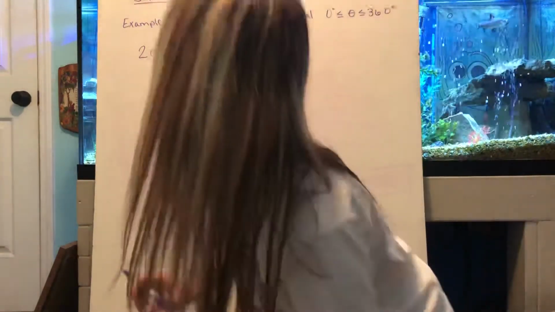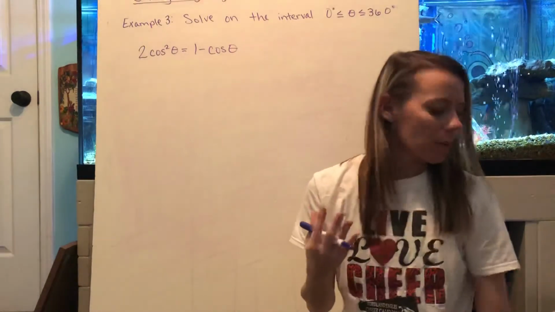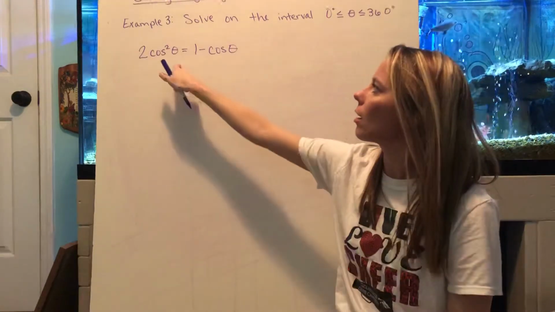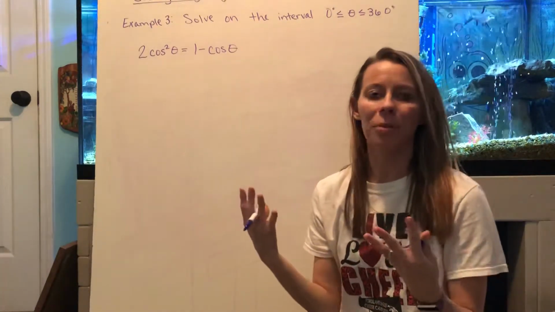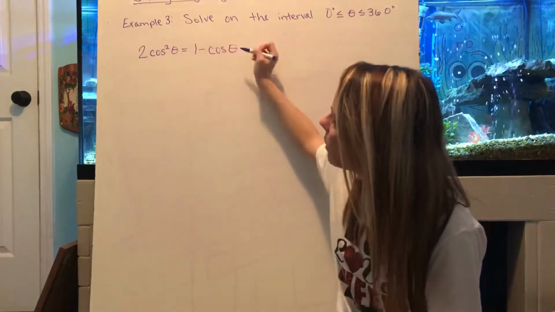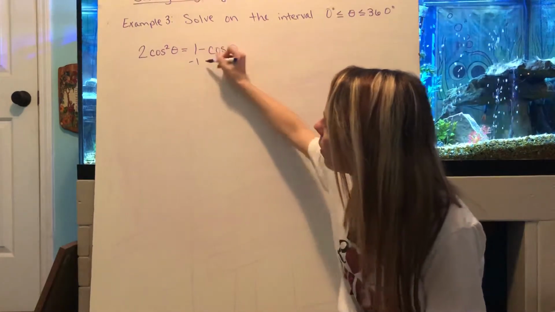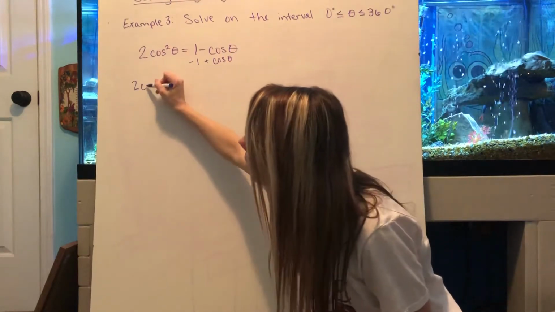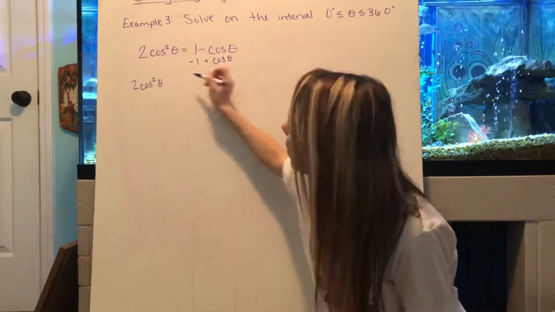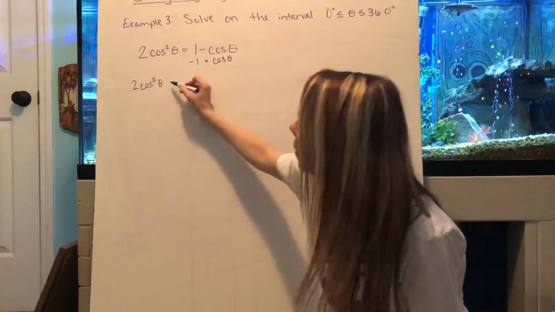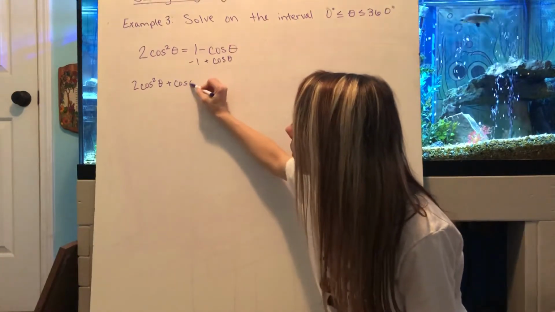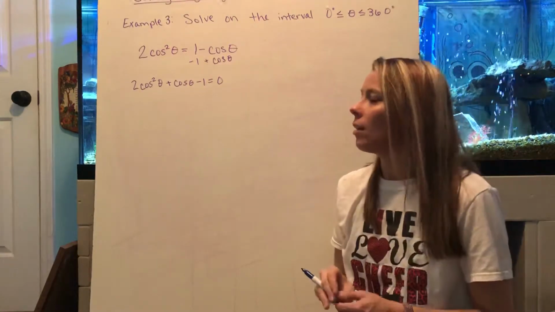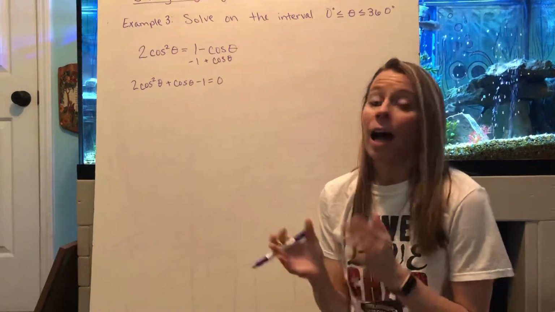Okay, last example for factoring. Again, we have that quadratic term right there. So we want to get all of our variables on one side. So I'm going to subtract 1 and add cosine theta. Subtract 1, add cosine theta. So 2 cosine squared theta. I'm going to go ahead and put the cosine next. Plus cosine theta minus 1 equals 0.